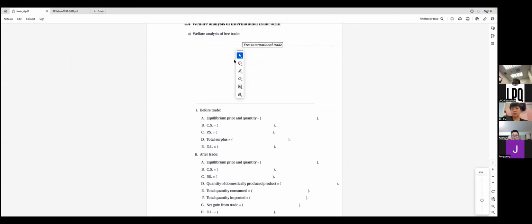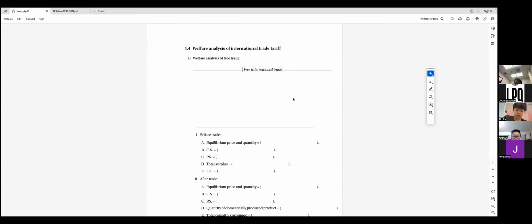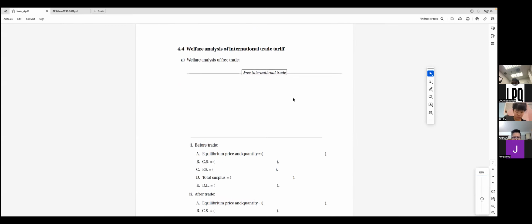So let's finish up with the last policy. The last governmental policy where we need to do analysis is the international trade importing tariff. A tariff is just a special type of tax. It is added by the importing country's government on goods and services imported from foreign countries.